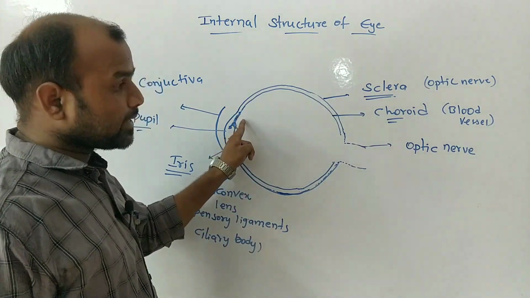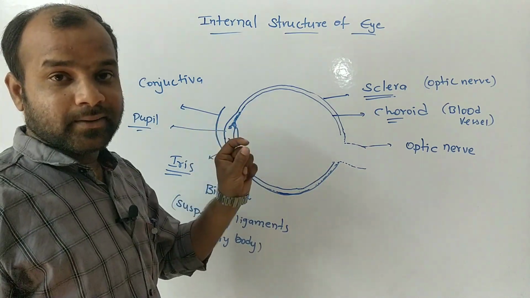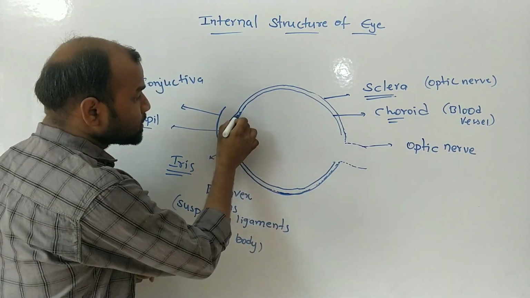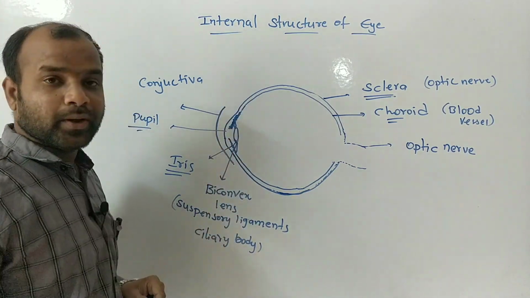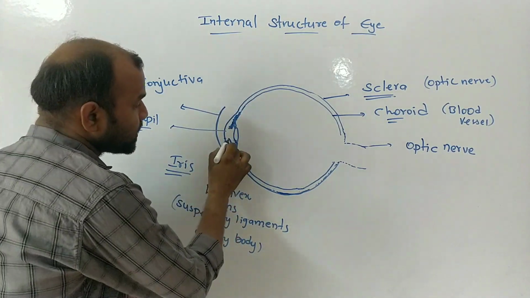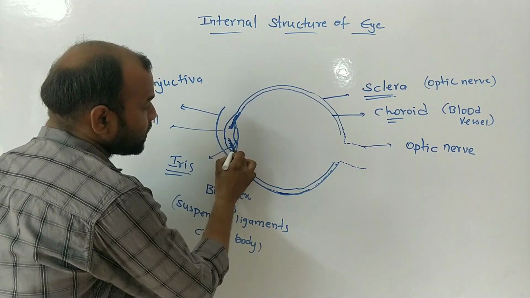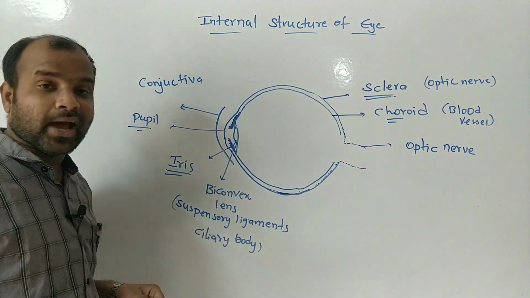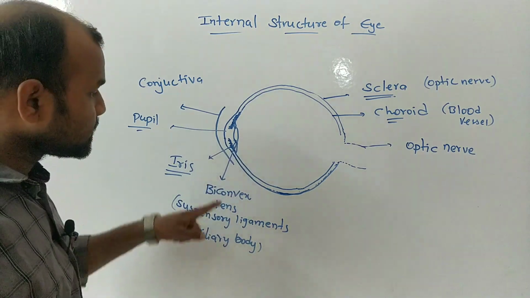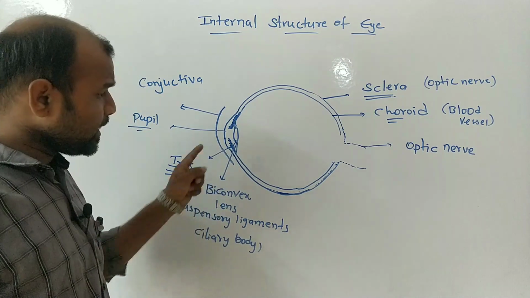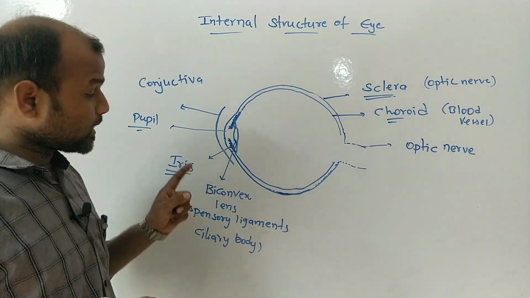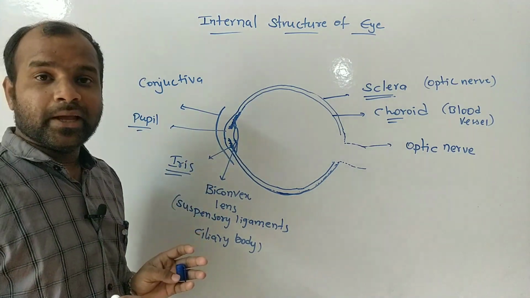But on the anterior portion, it is thicker, and that thick structure is called the iris. The iris is not the same in all individuals. The visible colored part in our eye is the iris, and this visible colored part is not at all the same in any two individuals.